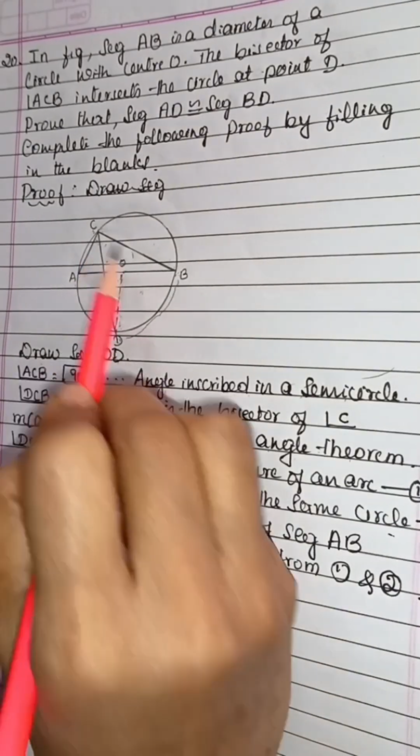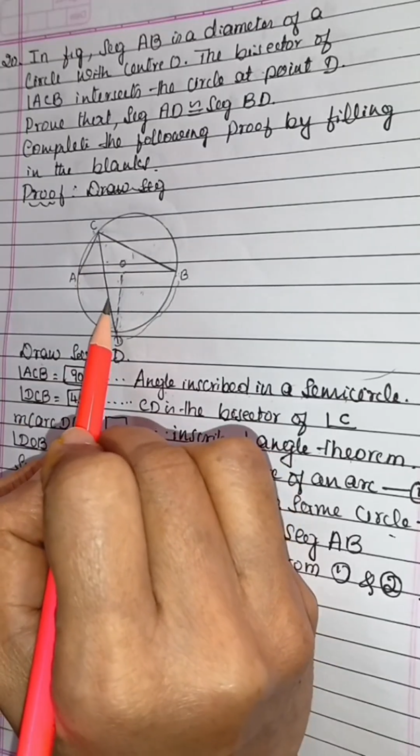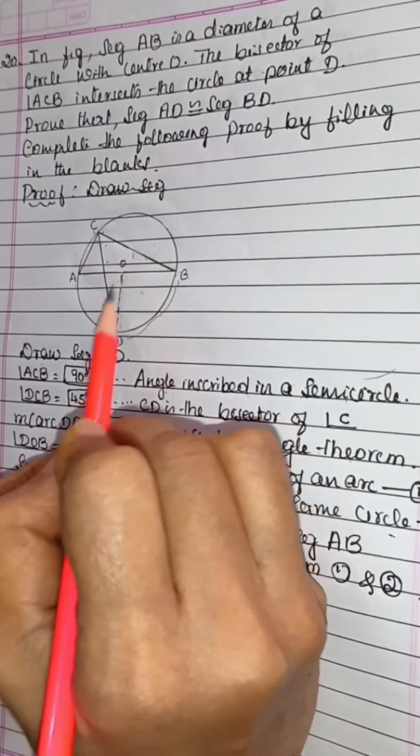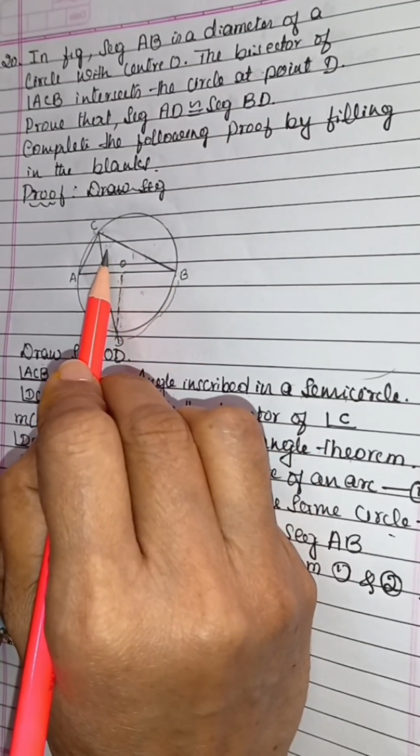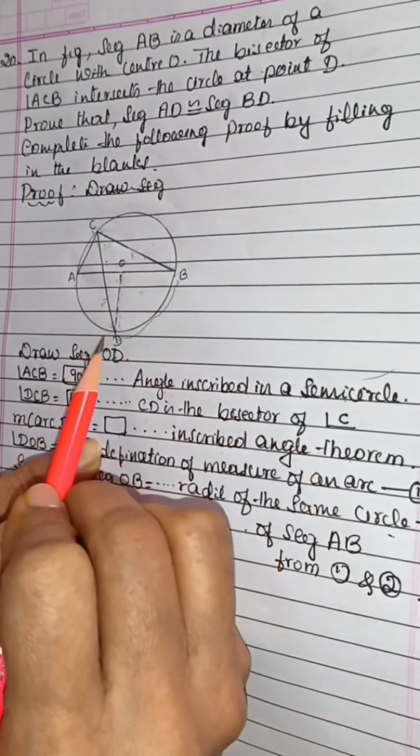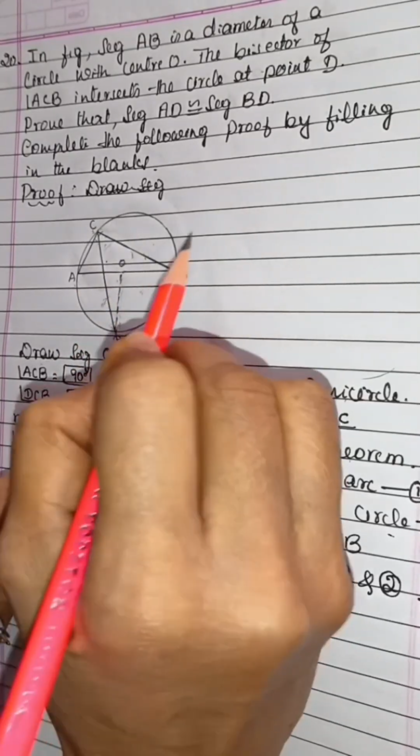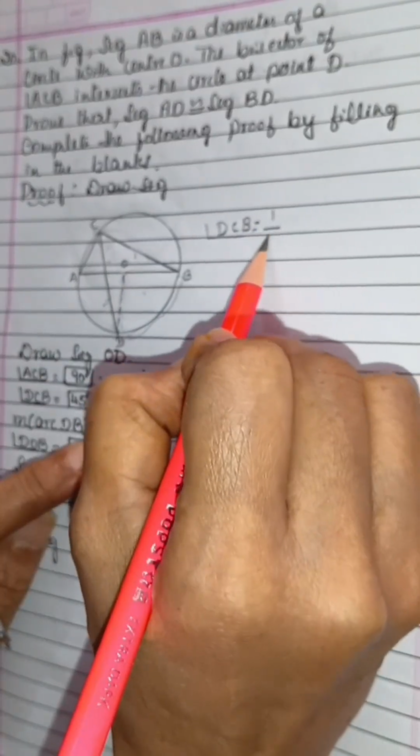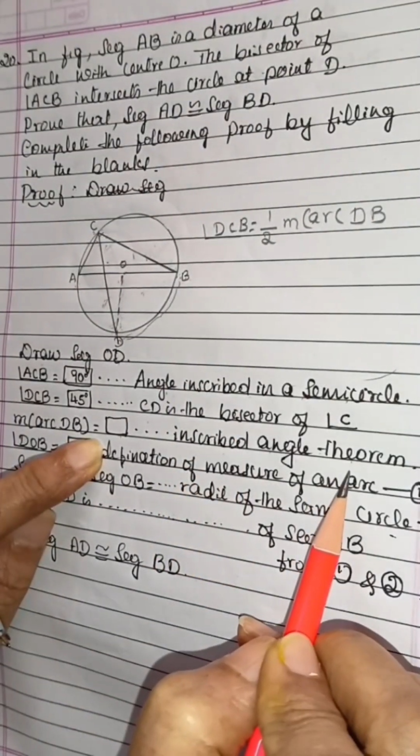See, angle DCB is an inscribed angle here, no? Its vertex is on the circle, and these two sides of the angle make chords, no? Therefore, angle DCB is an inscribed angle and it intercepts arc DB. Therefore, angle DCB is half the measure of arc DB. This is what the inscribed angle theorem says.